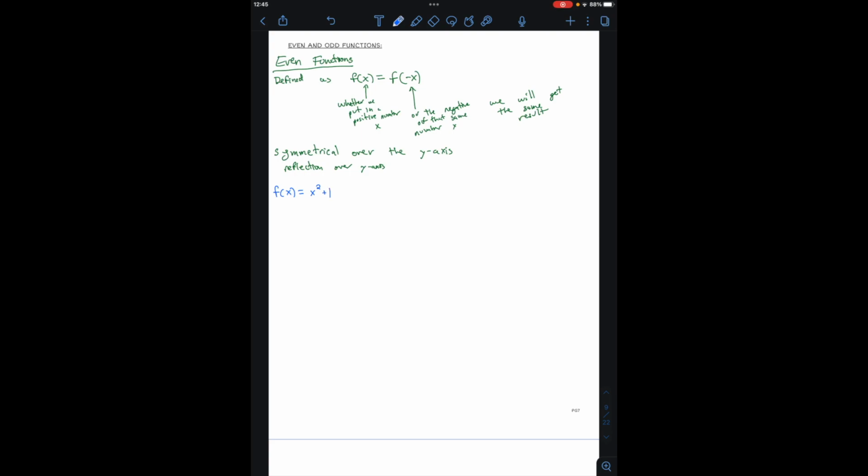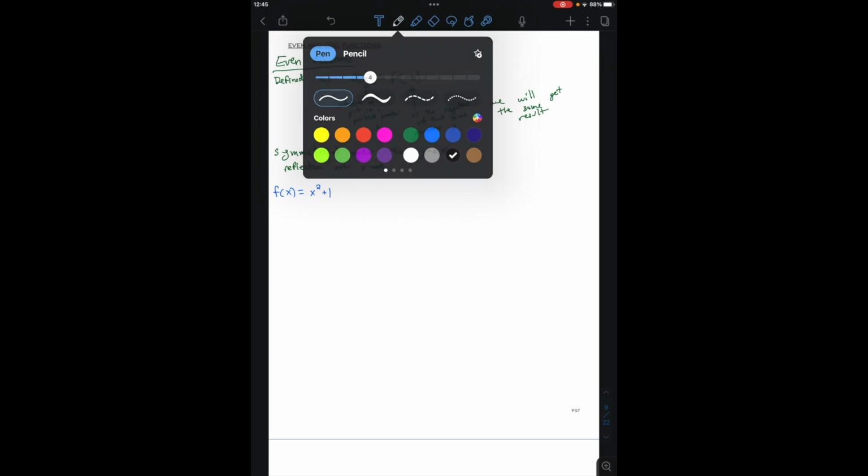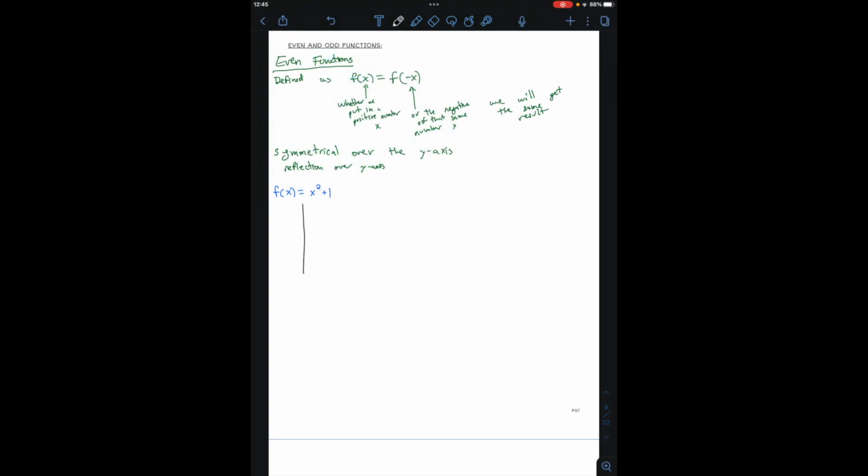And let's look at this first on a graph. So if I graph a set of axes, a y-axis and an x-axis, x squared plus 1 looks like a parabola with the vertex just moved up 1 unit, the parabola is shifted up 1. So there you go, and you can look and see that that's pretty symmetrical over the y-axis. If we were to reflect this function over the y-axis, it ought to look exactly the same.